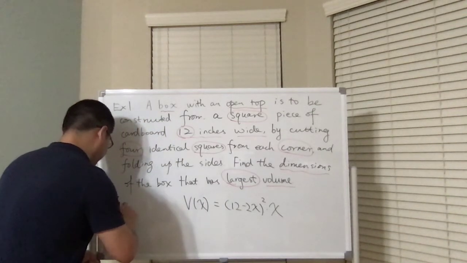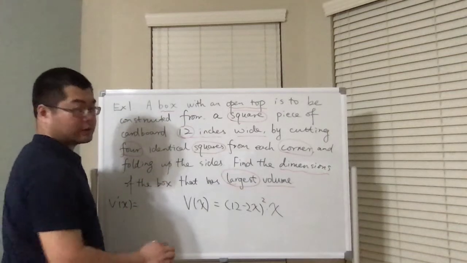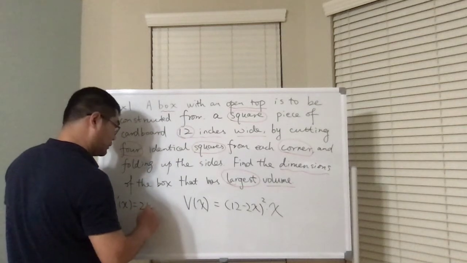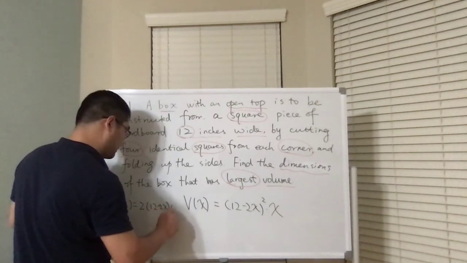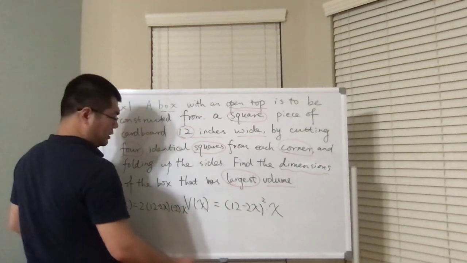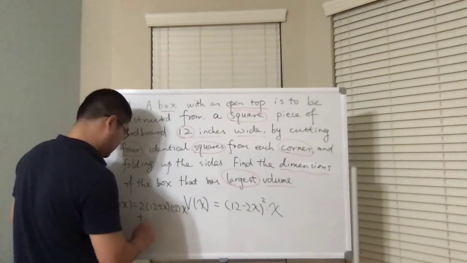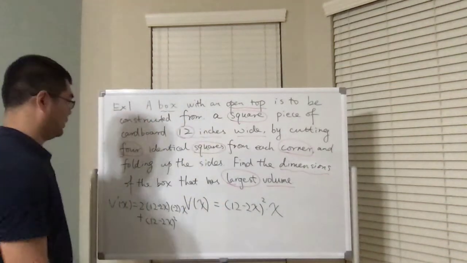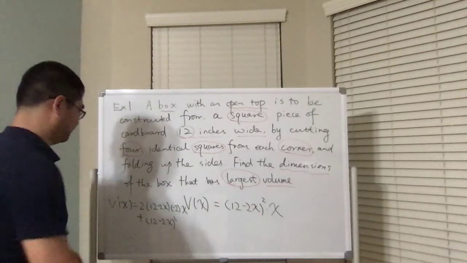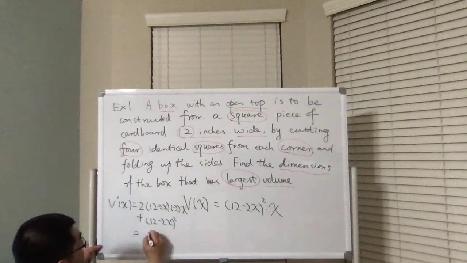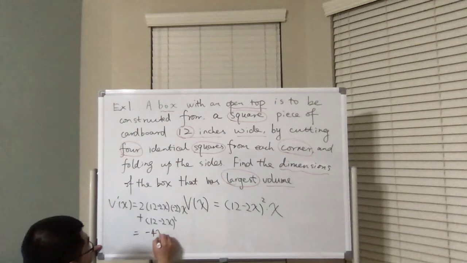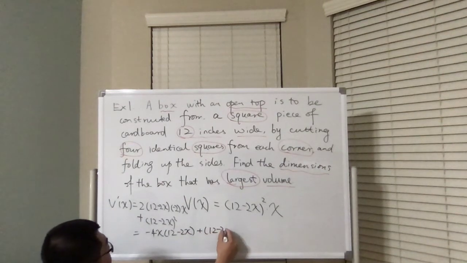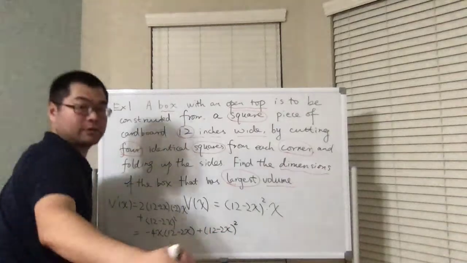If we take the derivative of this, you see that you're going to use the product rule, right? So you're going to have 2 times (12 minus 2x) times (negative 2) times x, and then plus (12 minus 2x) squared, because the derivative of x is 1. Now if we reorganize this part, we have negative 4x times (12 minus 2x) plus (12 minus 2x) squared.